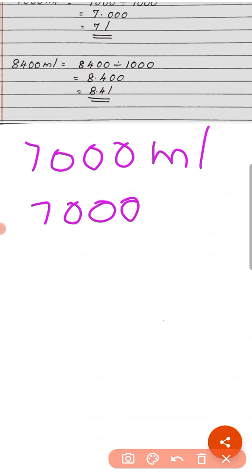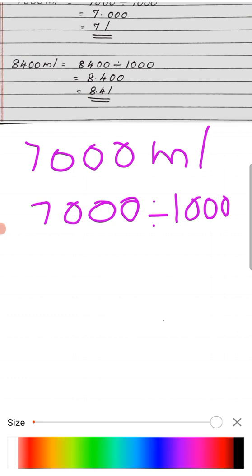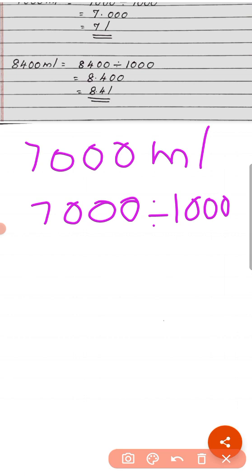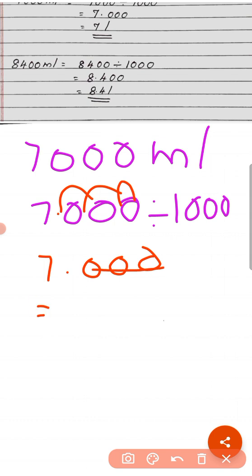Let me explain more examples. Next is 7000 milliliters. 7000 divided by 1000. Shift the decimal 3 places to the left. 1, 2, 3. 7.000. These zeros are valueless. So 7 liters.